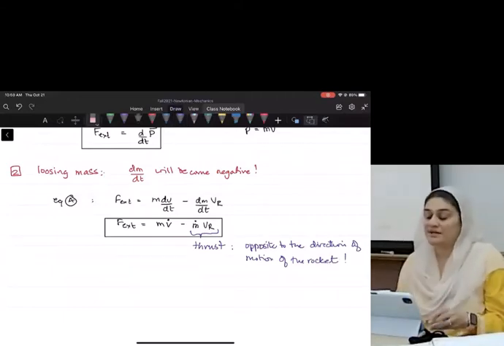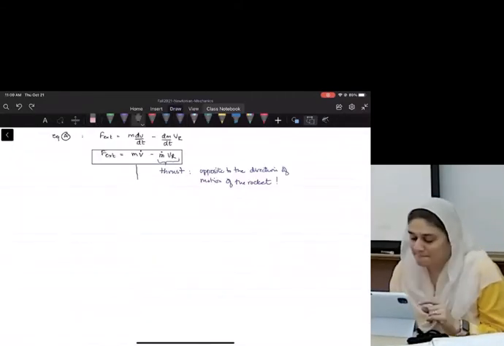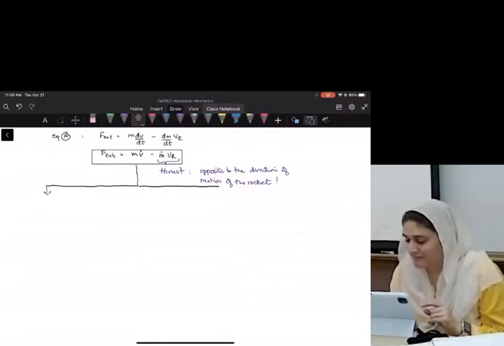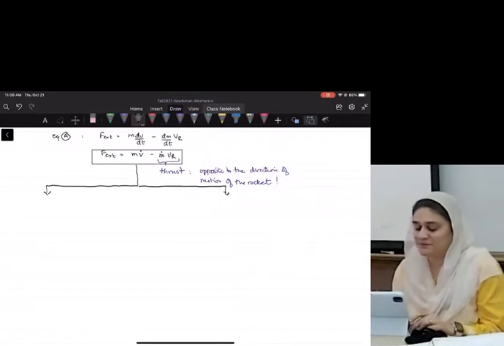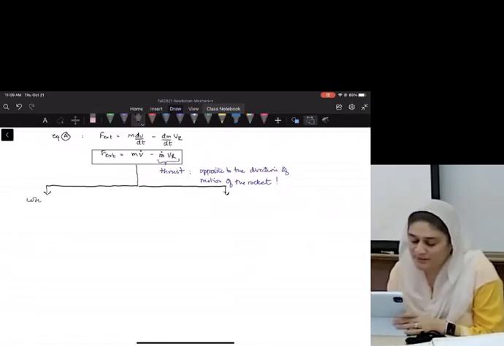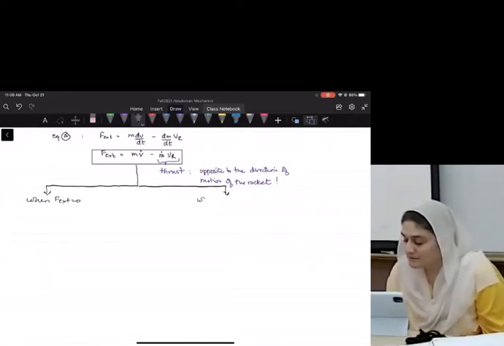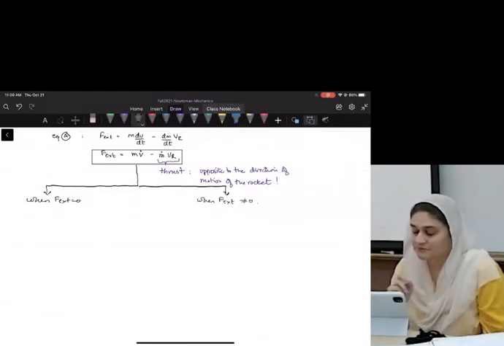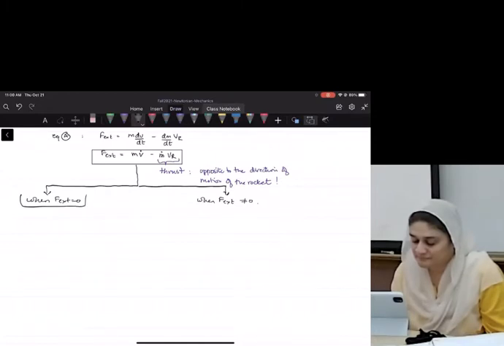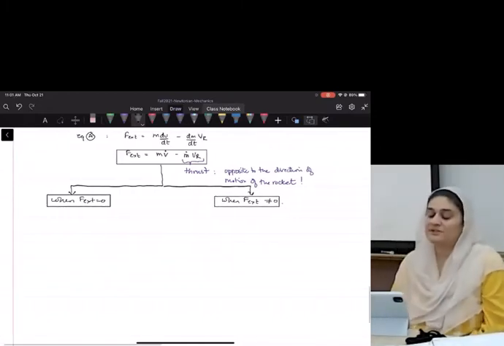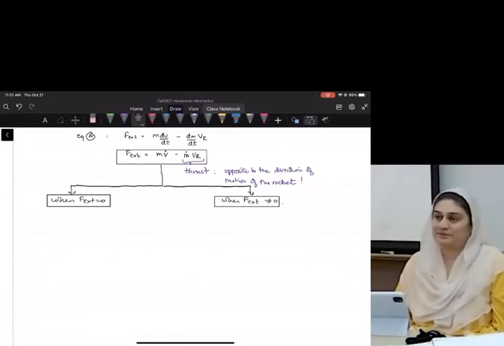Okay, now there are two cases when we can talk about this. So the two situations that we will talk about: one is when F external equals zero, and the other is when F external is not equal to zero. We'll talk about that later. Okay. So when F external is zero, what will happen to this equation?